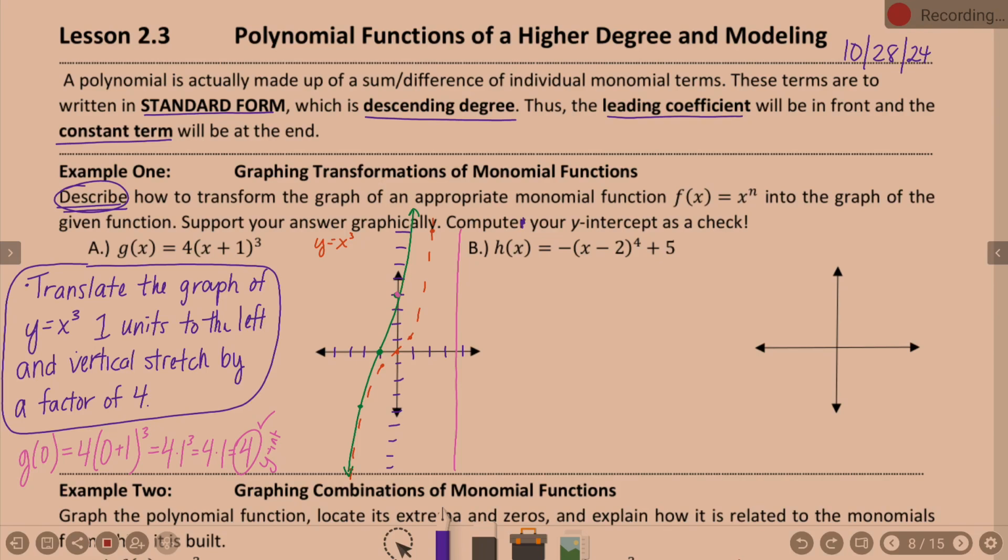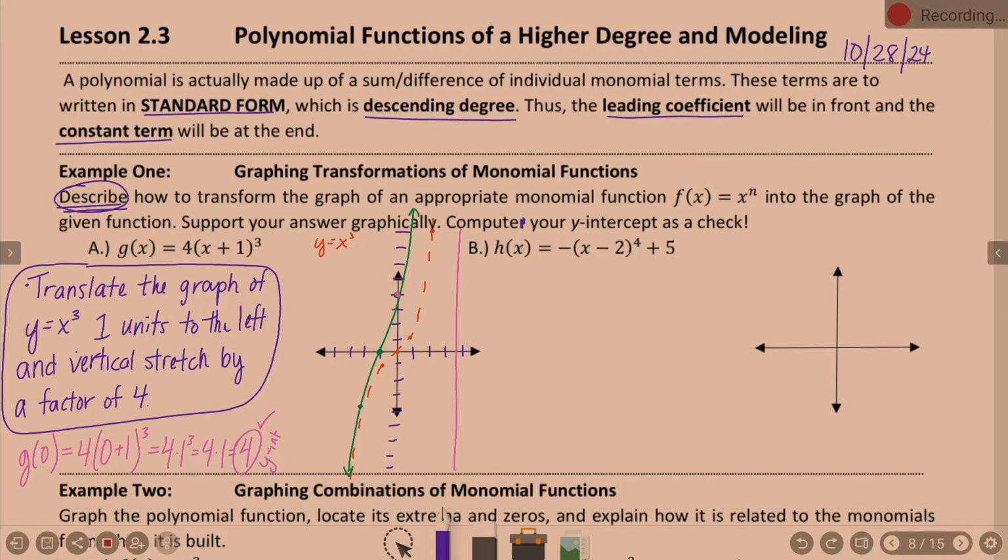That negative out front, it's going to reflect it across an axis. Which axis? X-axis. It is the x-axis. The y-axis is inside, on the x. So when you reflect across the y-axis, the negative is directly on the x. If your negative is out front, it reflects across the x-axis.